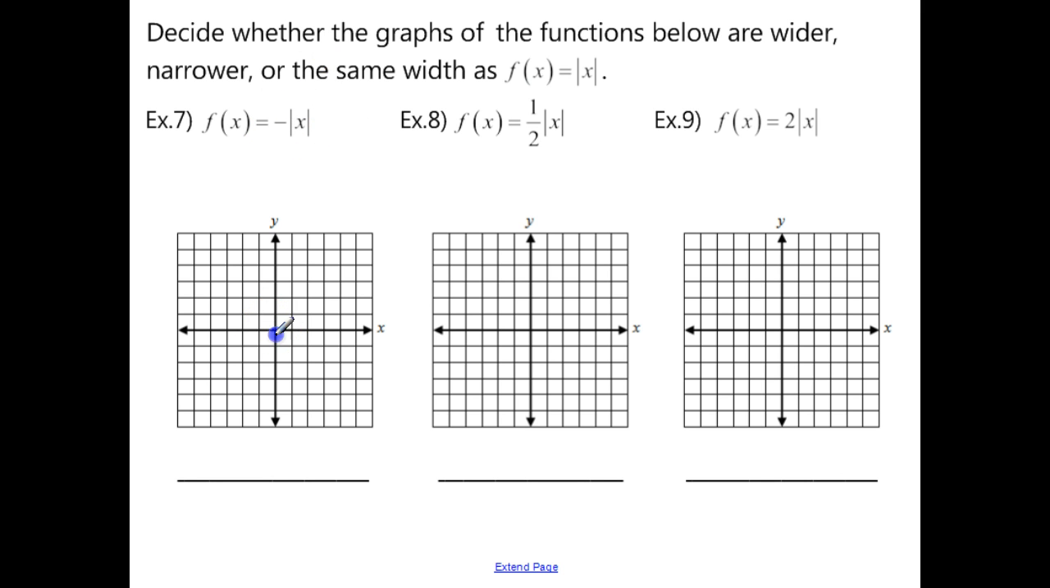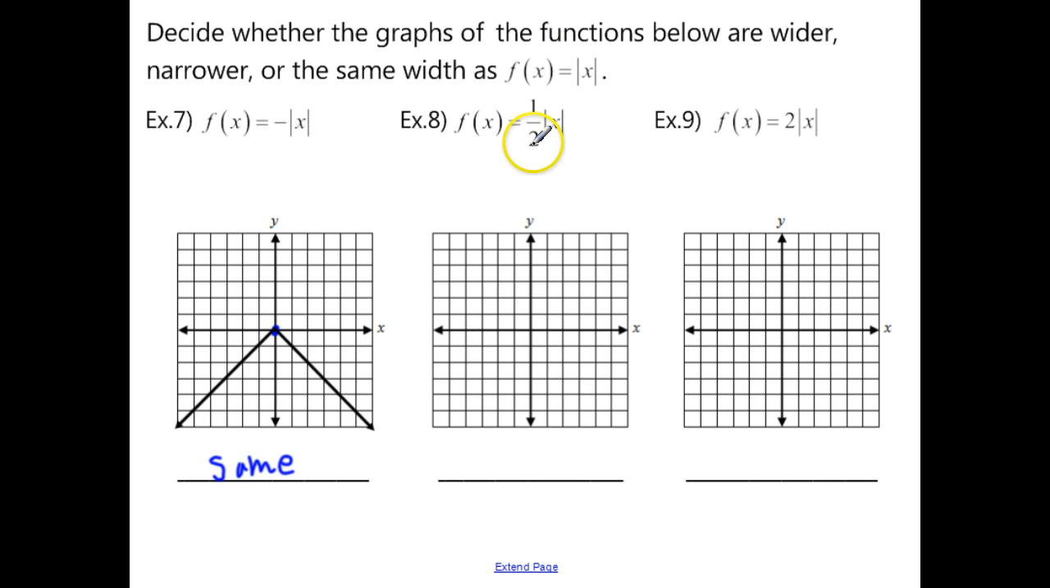So we still have vertex at the origin, and then instead of opening upwards, we're going to open down. So to the right, it'll go down at a slope of negative 1, and to the left, it'll go down at a slope of positive 1. Now, because we didn't do anything to change the width, it's just reflected upside down, this one is going to be the same width as the parent function.